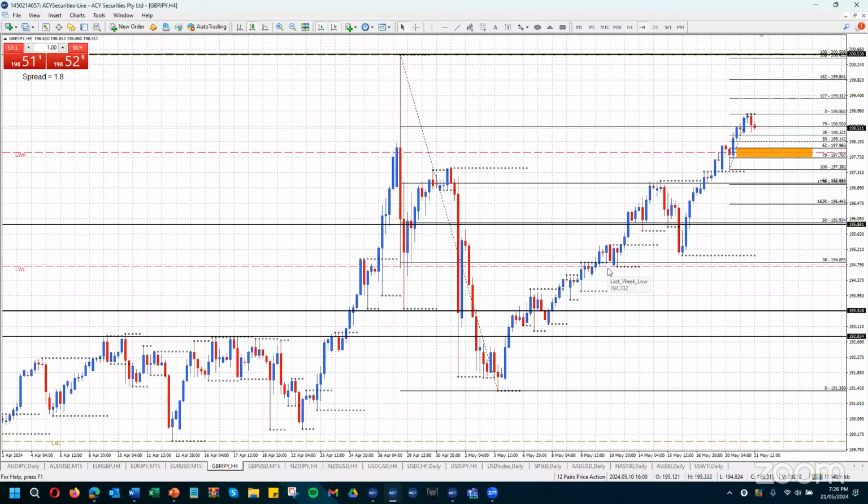If you're on the buy side, that's the area. If you're on the sell side, you're looking for some kind of change in trend on the 4-hour chart down from this 79% level. You start to see a shift in trend.